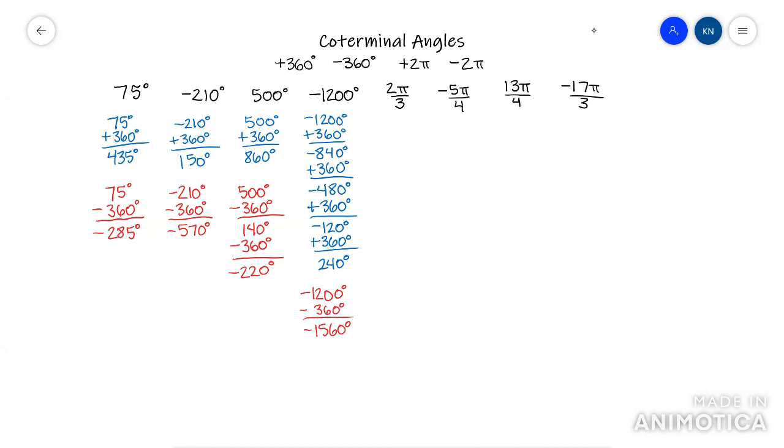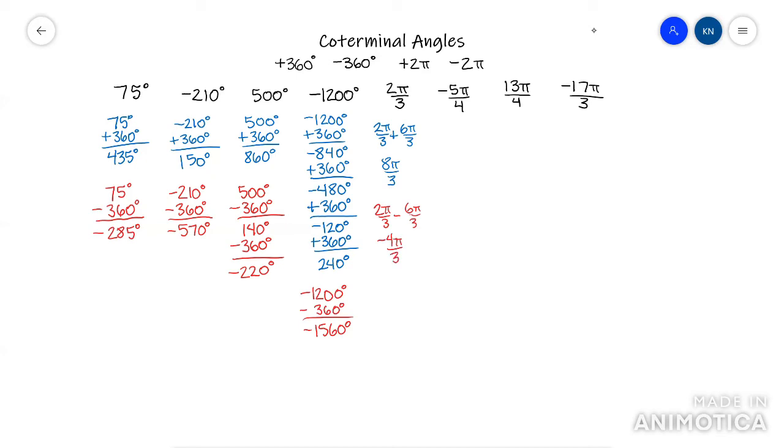This first one, 2 pi over 3. I'm going to add 6 pi over 3 and get my positive coterminal of 8 pi over 3. Now going the opposite way, I would do 2 pi over 3 minus 6 pi over 3. That would give me negative 4 pi over 3.